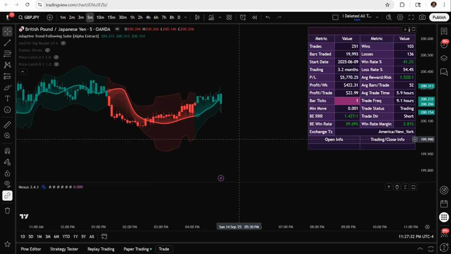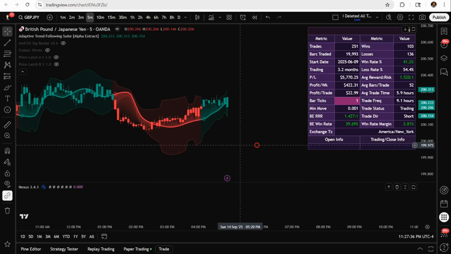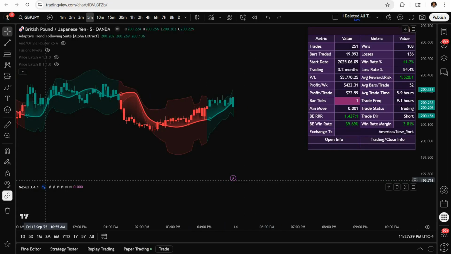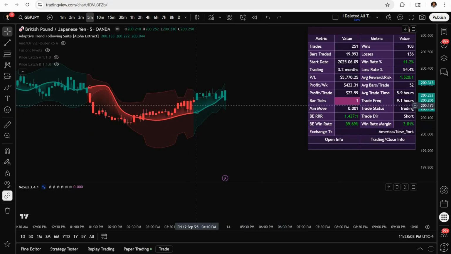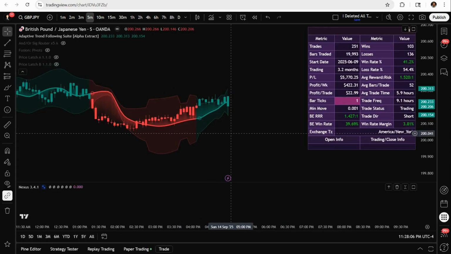Alright, let's go over the numbers on this indicator here. Of course we are using the new Nexus backtester indicator, and you can see that we had right at a 41% win rate over 251 trades, and right at a total profit of $5,700. So not a horrible indicator. That was over about 3 months of trading, so it might vary a little bit, but all in all, for a standalone indicator, it's not horrible at all.